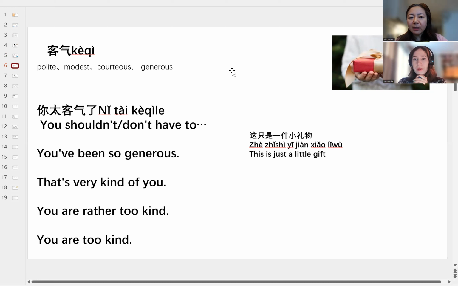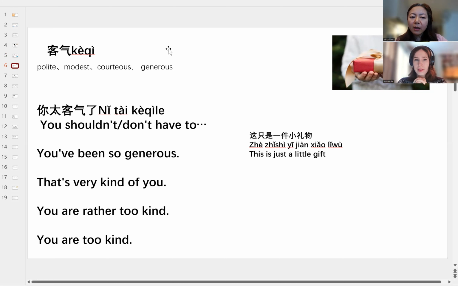For example, have you ever heard of this courtesy before? 客气, only in the 不客气. That one you already know. Good. 不客气, you are welcome. Okay, now let's focus on 客气.